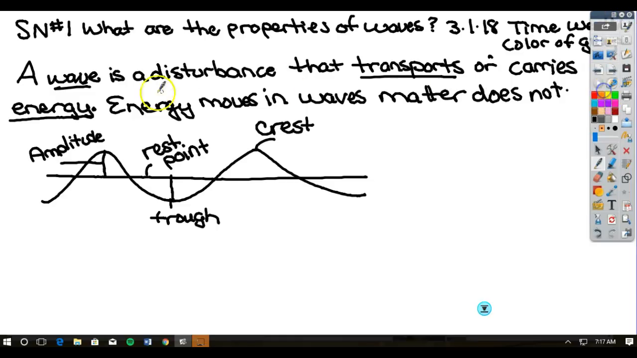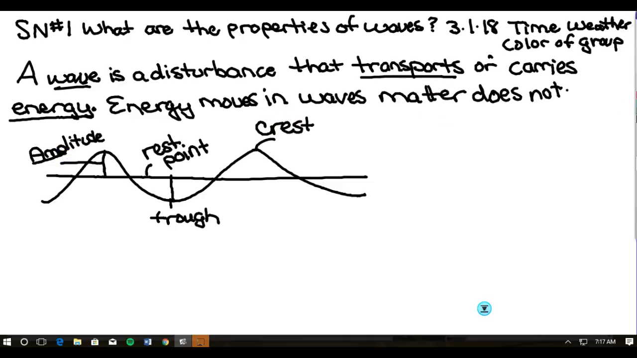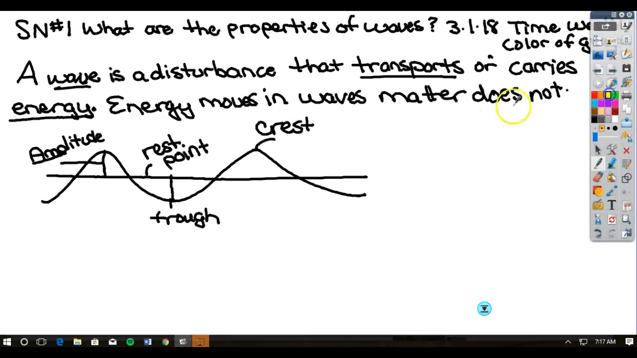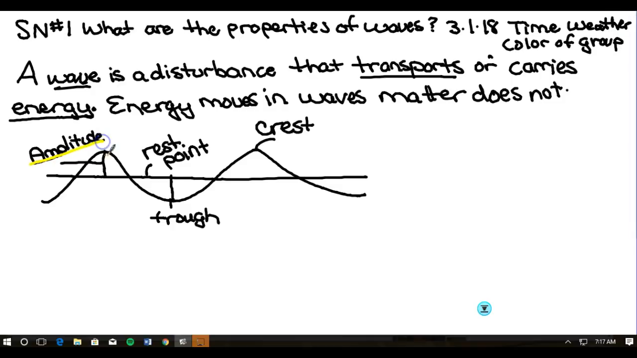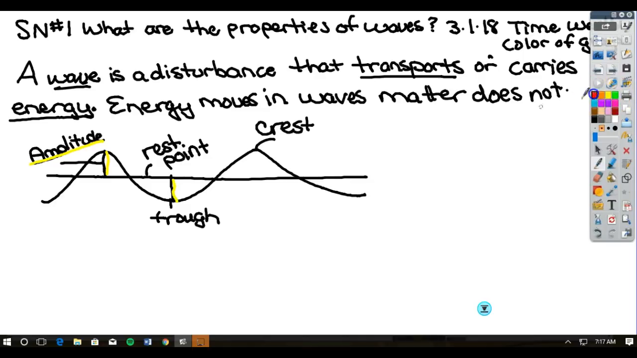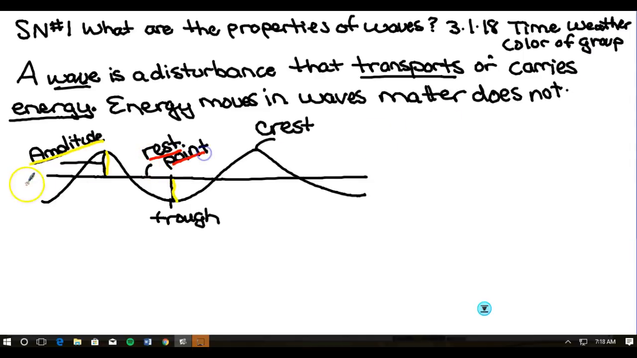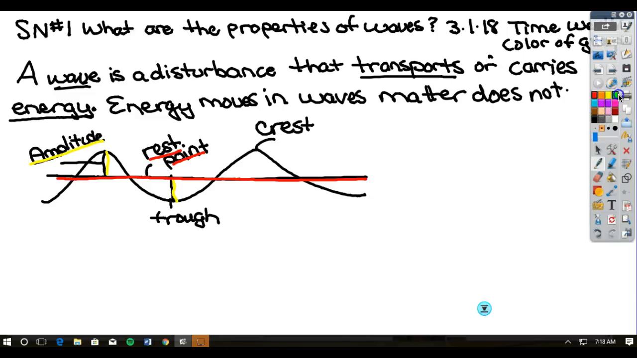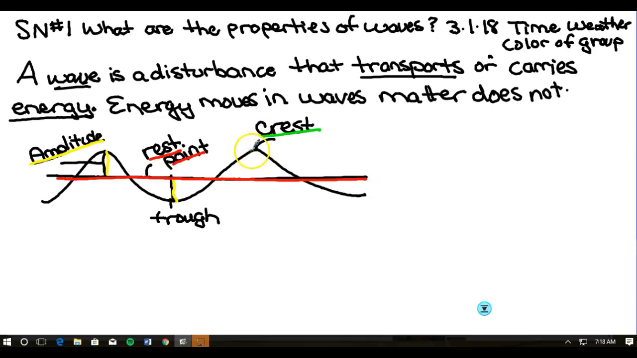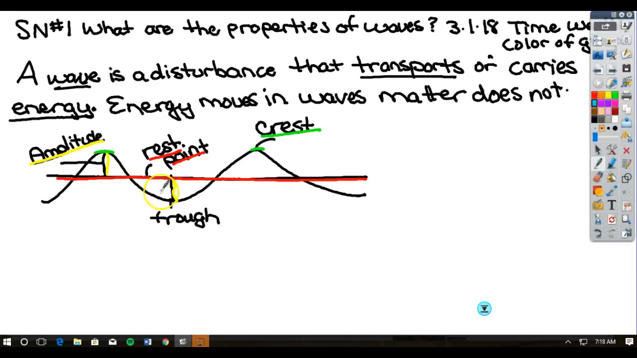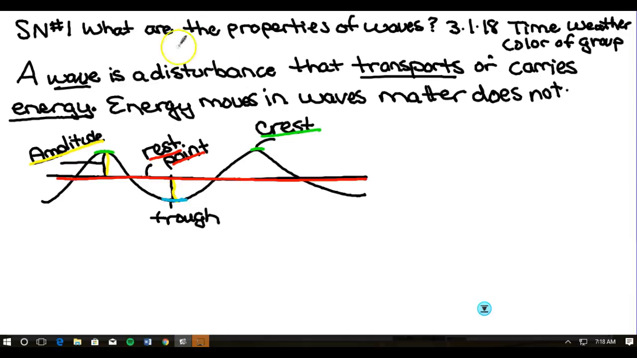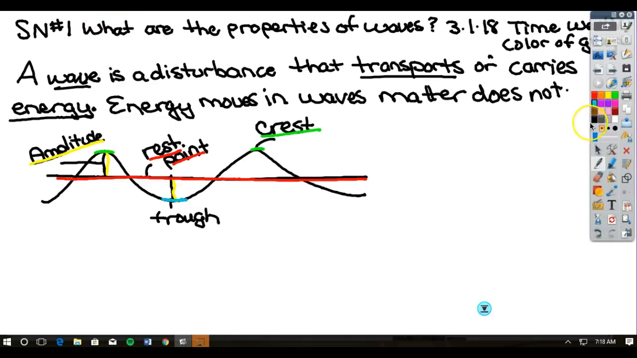So take a minute, maybe underline. Amplitude is this measurement. Rest point is this. This is the crest. And this is the trough right here. Alright, moving on. You know you can pause this whenever you need to.